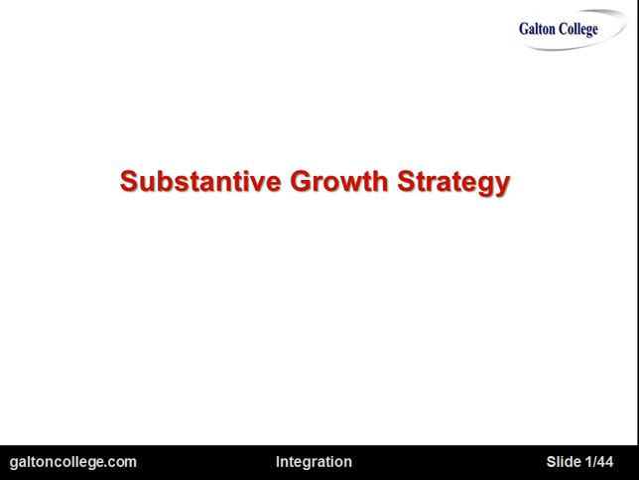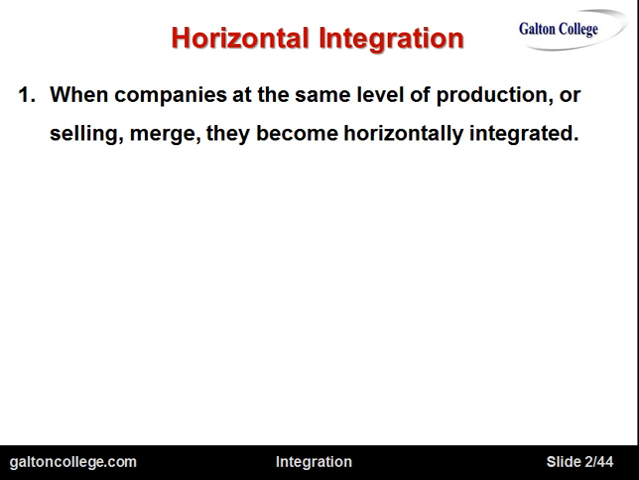This class is concerned with vertical and horizontal integration. It comes under the heading of growth strategies. Now let's start by looking at the idea of horizontal integration. Well, firstly, when companies at the same level of production or selling merge, they become horizontally integrated.